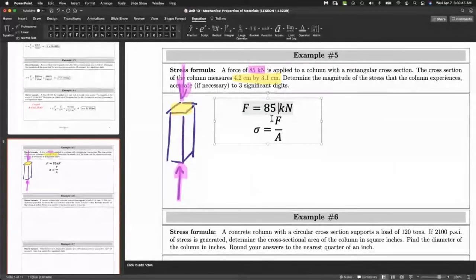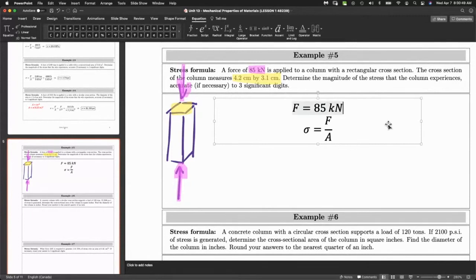What does the K stand for? Or what do we do with the K, people? What do we do with that K? Yeah, 1,000. Thank you, Jai. So that's 85,000 newtons. If you want to be pretty here, put a comma. That's fine. And then we need the area.